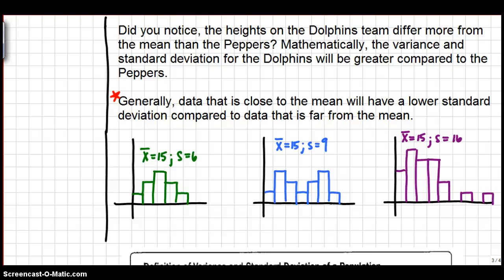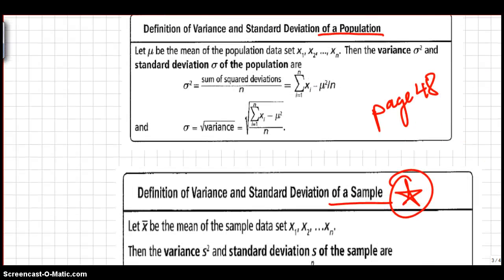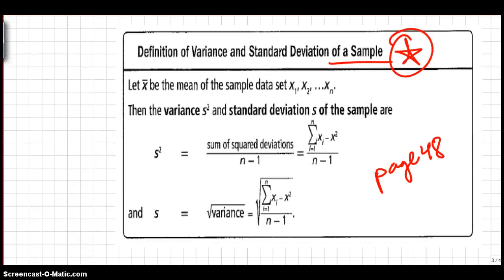The last thing I want students to take a look at is how standard deviation in symbol form looks in the book. In the book, they give it to you in this big yellow box, and they give it to you with all these scary looking symbols. They also give you two. They give you one for population, and they give you one for sample.